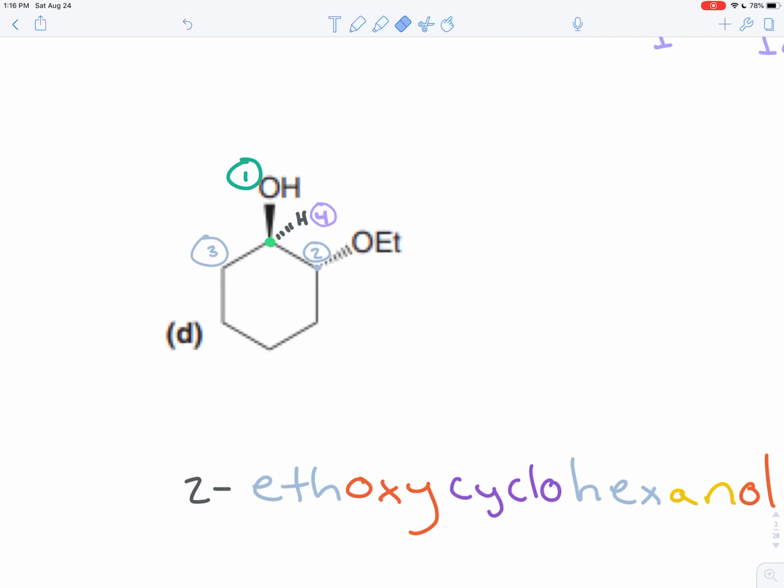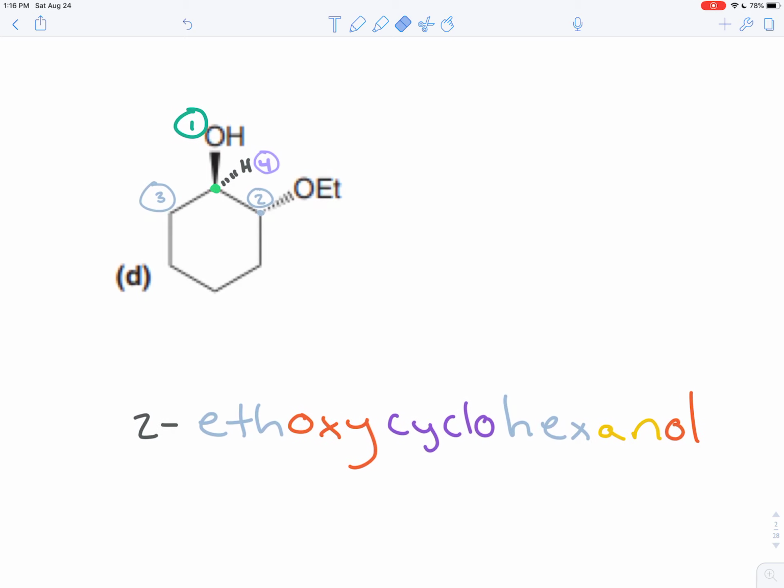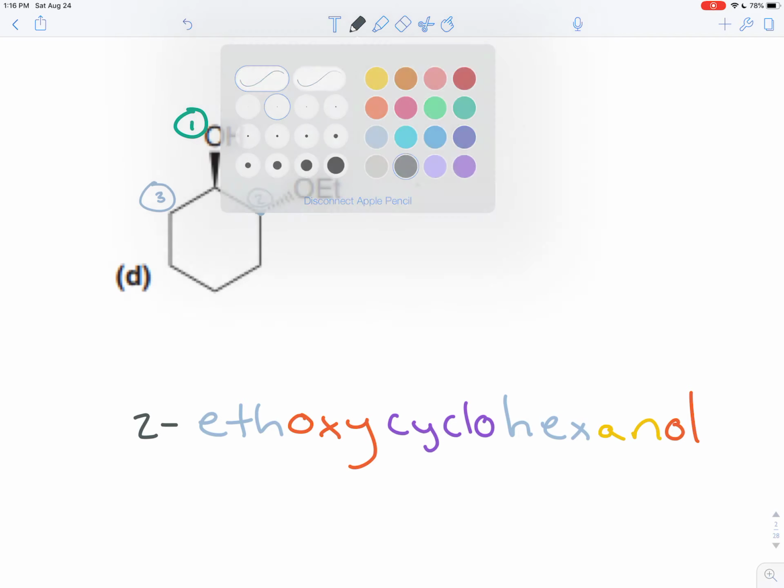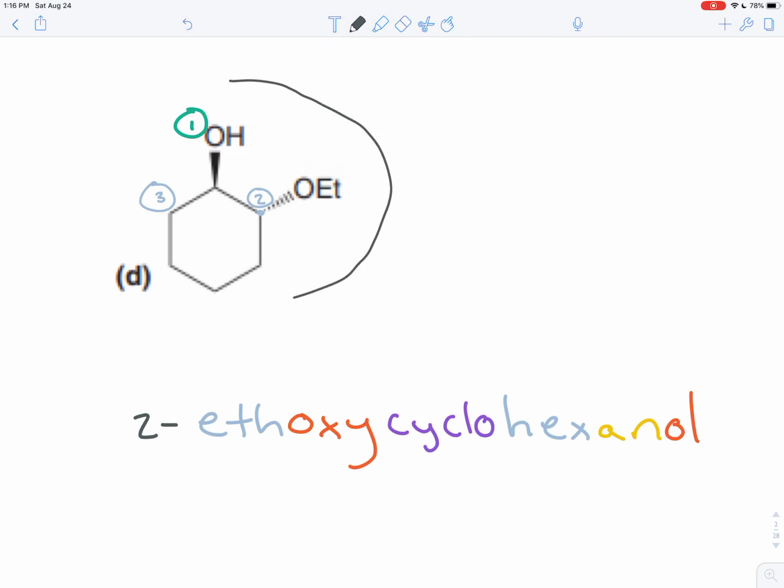So those are our priorities. Once you have the priorities, make sure 4 is going away, and it is here. Once you know that 4 is going away, you can ignore 4. And you would go from 1 to 2 to 3. If it's clockwise, then it's R. And if it were counterclockwise, then it would be S.